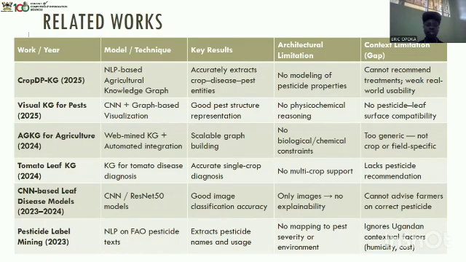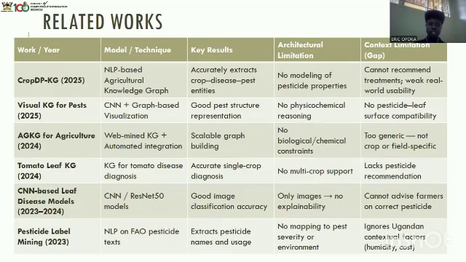So moving on, we have related work. Here we have the work CropDP-KD 2025, which in this case had an architectural limitation of no modeling of pesticide properties. So in this case, we came up with our system which works on this problem. For this one, we model pesticide properties based on reasoning, which for them it would not.